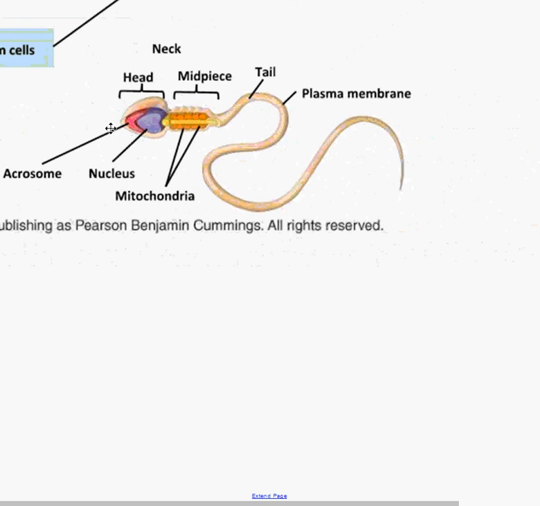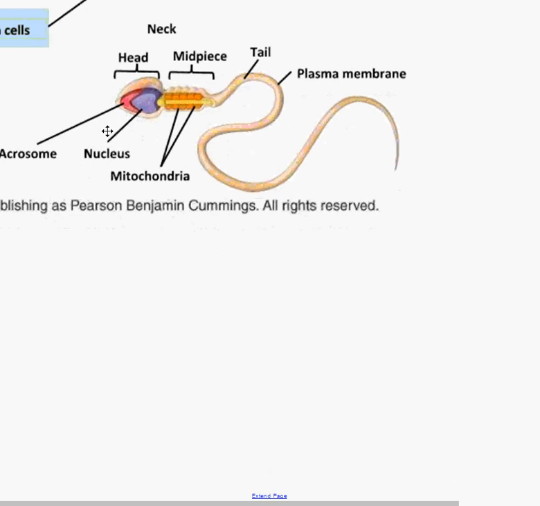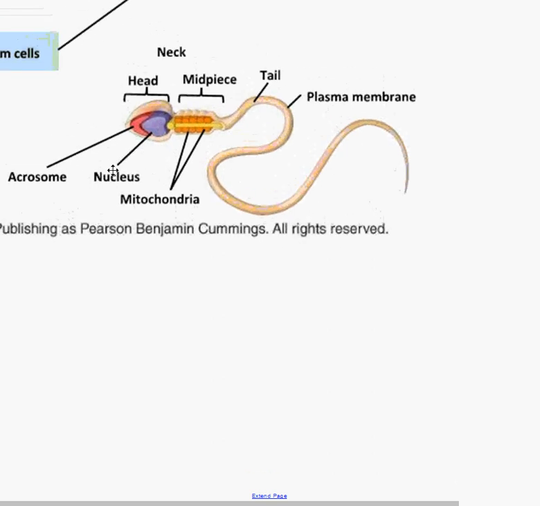So a little bit about sperm anatomy before we move on. The anatomy of the sperm cell is very utilitarian. You have the head, which contains the nucleus, the DNA, the haploid copy that is coming to fertilize the egg.